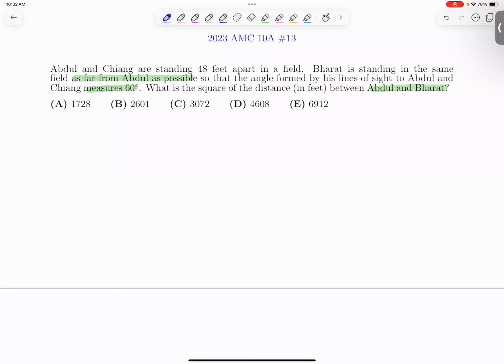Let's draw the situation. We have Abdul and Cheng. Let's say Abdul is here, and Cheng is here. And Bharat is at some point right here, looking at Abdul and Cheng. His lines of sight measure 60 degrees. If Bharat is here, this angle is 60 degrees.